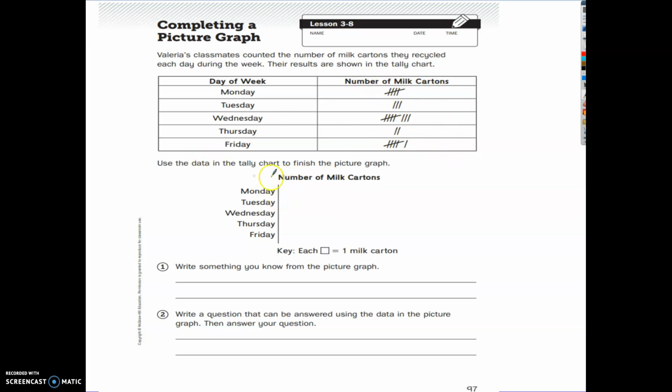So you're going to use this data to make a picture graph. Here's your key. It looks like maybe it's a square or a rectangle. Each one equals 1 milk carton. So you're going to put the pictures, the symbols, where they belong, how many for Monday, how many for Tuesday, and so on. Then you're going to answer some questions. Write something that you know from the picture graph. So what is some information that the picture graph is telling you? And number 2, write a question that can be answered using the data in the picture graph.